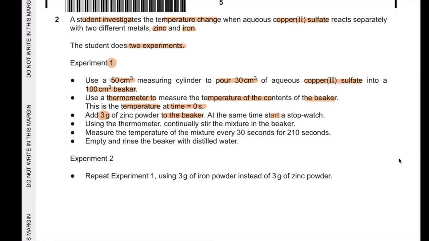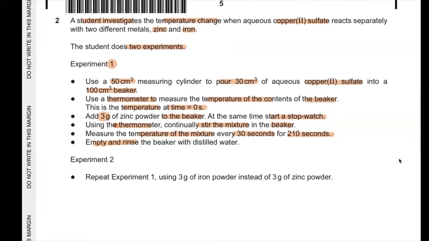At the same time, start a stopwatch. Using a thermometer, continually stir the mixture in the beaker. Measure the temperature of the mixture every 30 seconds for 210 seconds. Empty and rinse the beaker with distilled water. Is the whole method understandable to all of you? If any one of you has any confusion in it, please ask.